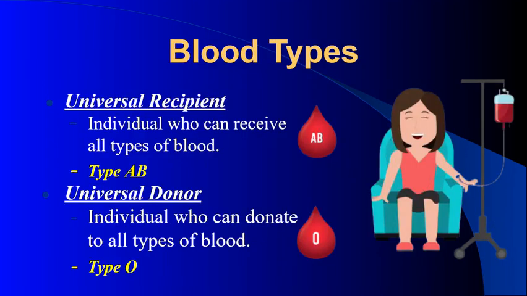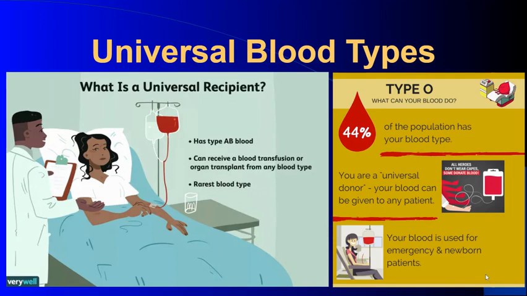Now, based on the information that we just saw, one type of blood can be considered the universal recipient. That is an individual who can receive all types of blood. And in this case, type AB would be the universal recipient. There's also a universal donor, and that would be an individual who can donate to all types of blood. And in this case, it would be type O. And this just gives you some information about universal recipients and universal donors.